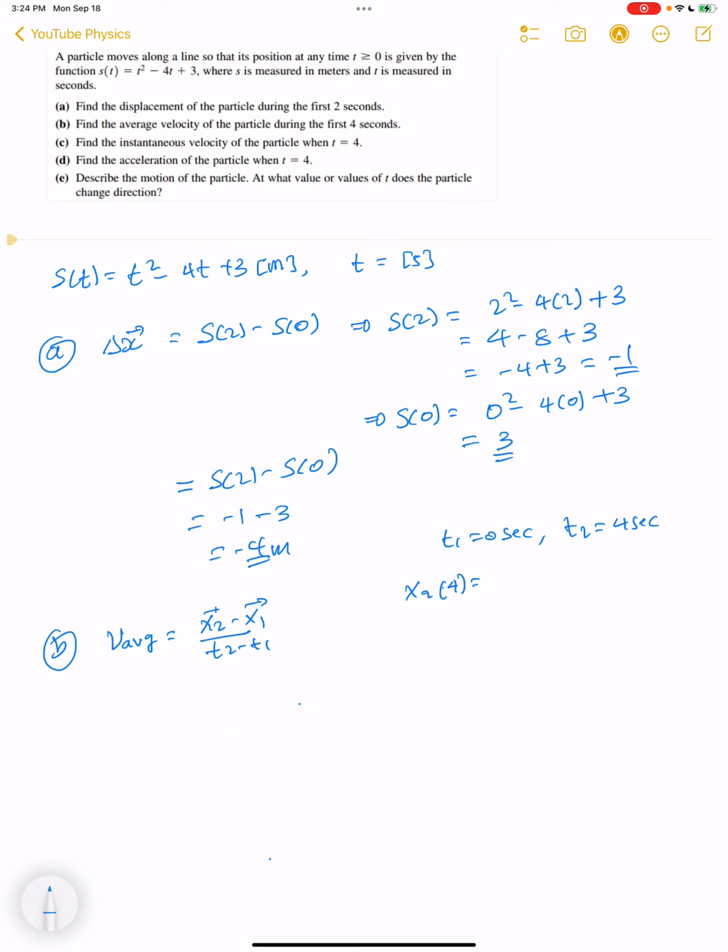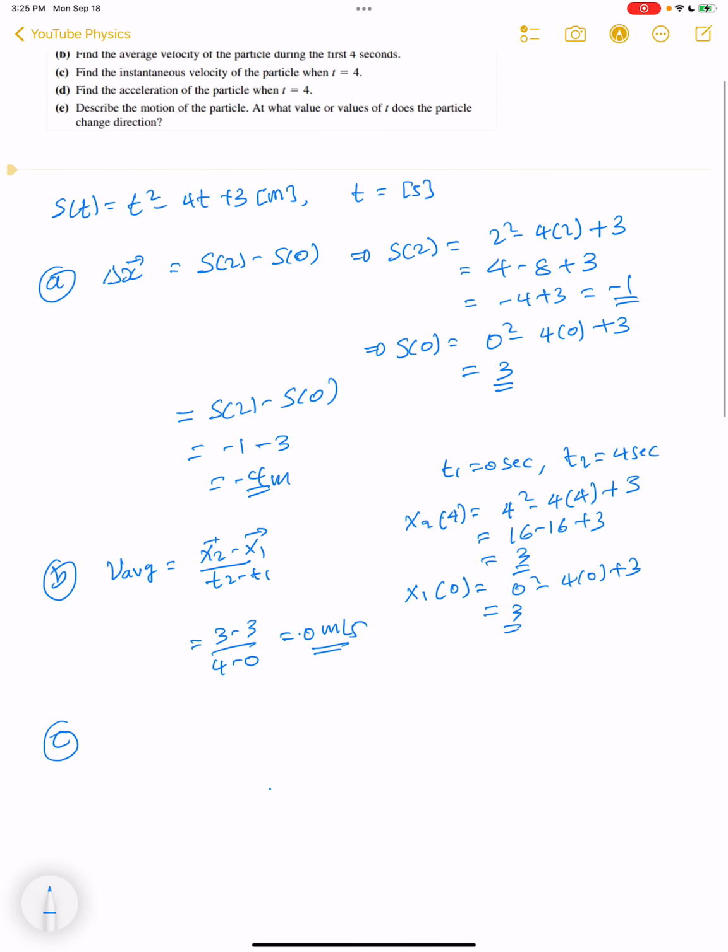time into the equation, which is 4 squared minus 4 times 4 plus 3, right? This is 16 minus 16 plus 3, this becomes 3. And x1, which is at time 0, is 0 squared minus 4 times 0 plus 3, this is also 3, right? So now if we substitute, 3 minus 3 over 4 minus 0, this is 0 meters per second. So that means during the first 4 seconds, the average velocity is 0 meters per second.